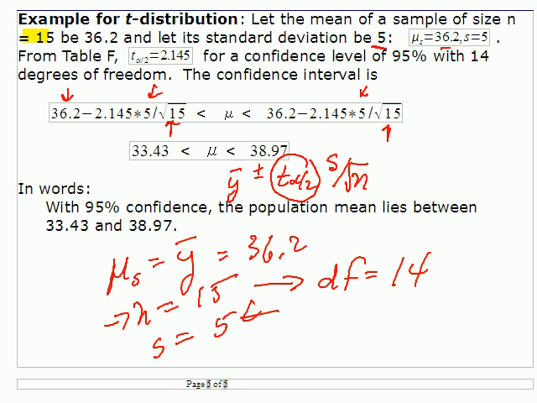Having calculated this, it was for a 95% confidence level. If it's 95% confidence, then alpha is 0.05, and alpha over 2 is 0.025. So we're saying here that with 95% confidence, the population mean lies between 33.43 and 38.97. These calculations can be done in R, and there are some on this for the homework. If you look in the R tutorial, I did exactly these calculations. Look under confidence intervals for t distribution.